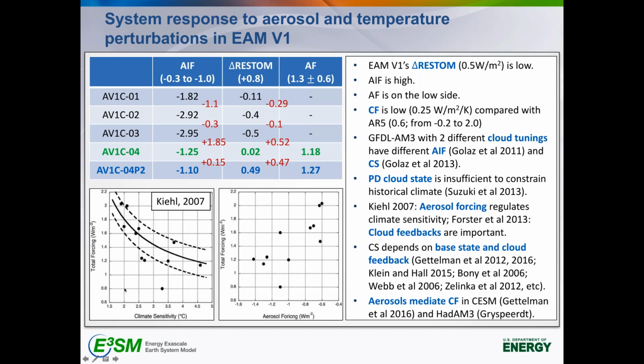And I did a lot of literature survey, and I found that, for example, the Kiehl paper showed that the equilibrium climate sensitivity from the coupled simulation correlates very well with total adjusted forcing, and the total adjusted forcing correlates well with the aerosol forcing. So if we want to have a good delta R_TOA, we might need to adjust the aerosol indirect forcing, and right now our model is on the low side.